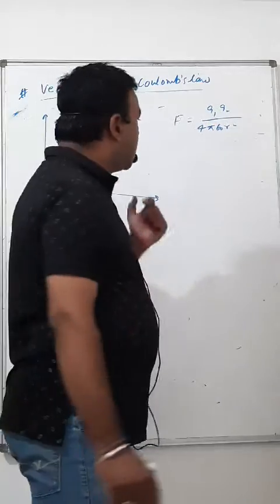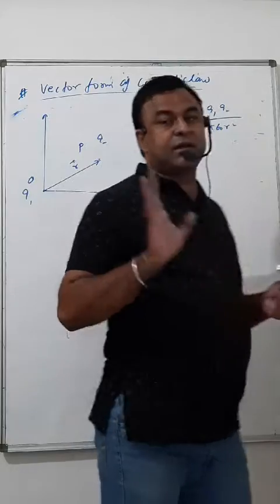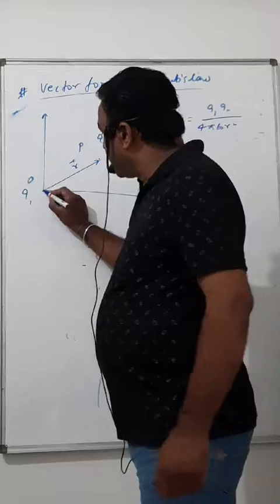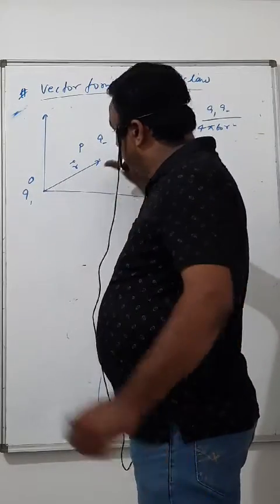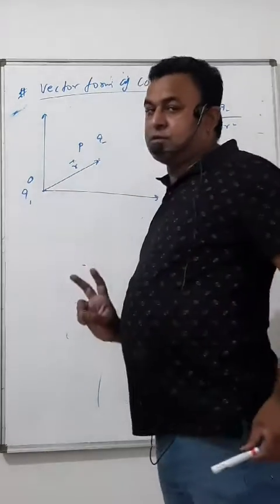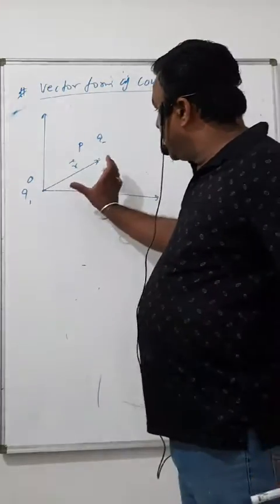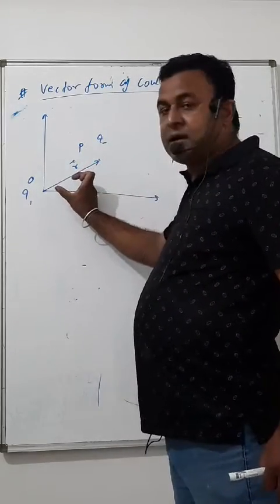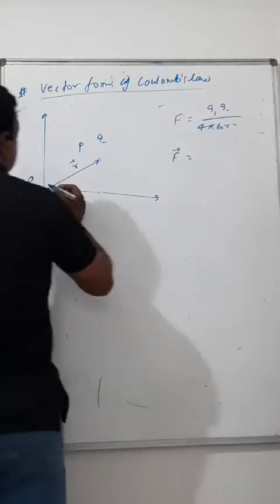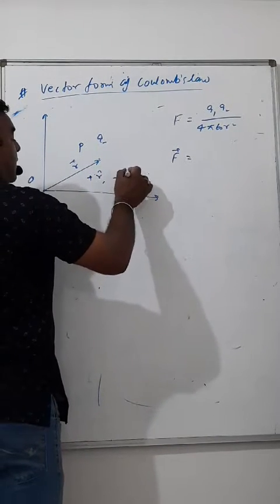One more thing. If I want to put vector sign here, I want to discuss about the direction of force, then definitely this interactive force will be along this way or in this way. Means in both cases it will be along the line joining, but if there is attraction, they may be coming towards each other. If repulsion, they will be moving away. Means the force can be in plus r cap direction or in minus r cap direction.